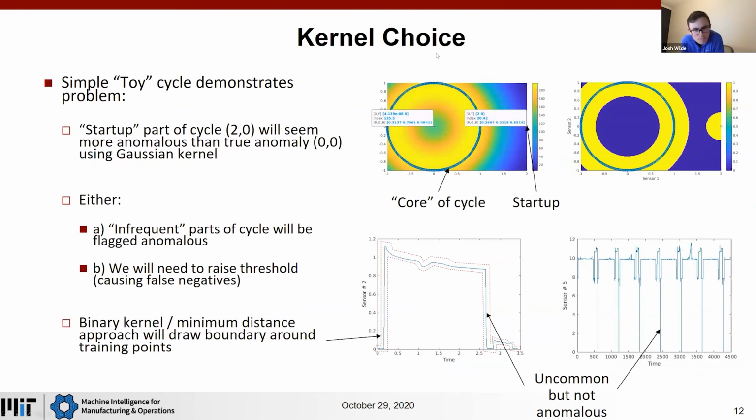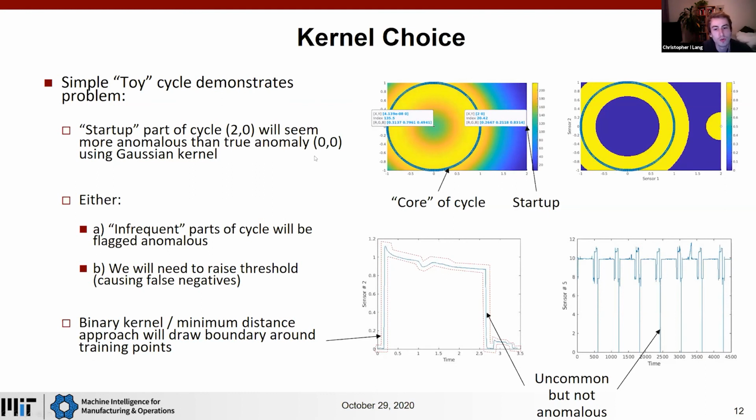So just to demonstrate why this infrequent or uncommon part of the cycle can be problematic, I made this really simple toy problem where you can imagine 2 different parts of a manufacturing cycle. You have the core of the cycle, which are these points in this loop here, and then maybe some startup or ending part of the cycle where the sensor values are out here. If you use this Gaussian kernel, a point in the center of this loop, which would be a true anomaly, would seem more likely than a point at this infrequent point, perhaps from the startup or ending part of the cycle.